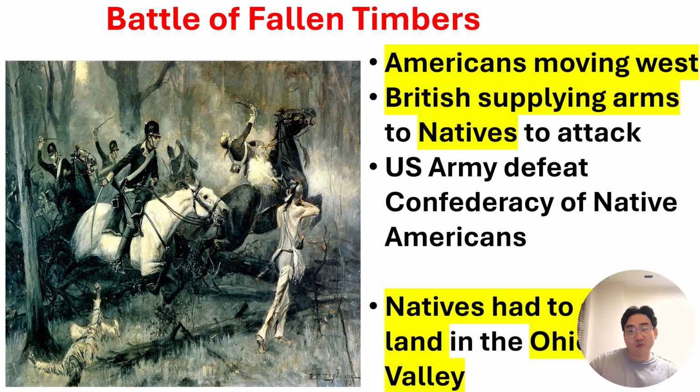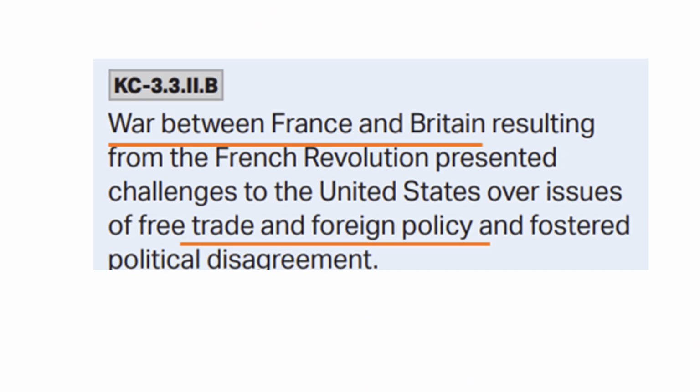As Americans are moving west, the American army is going to defeat a confederacy, or a loose alliance, of Native Americans along the Ohio River Valley. The natives are going to look to the British for help, but the British are not going to help them, and the United States is going to easily win this war. The natives are going to be kicked out of this Ohio Valley, and now America has all the land that it needs to start moving west.